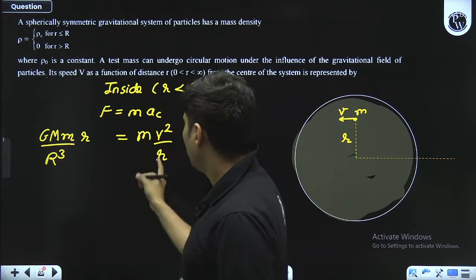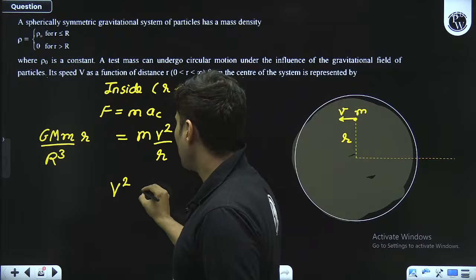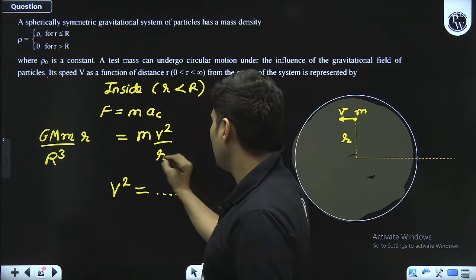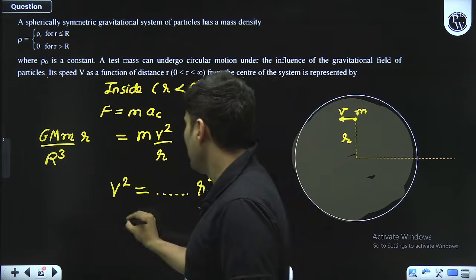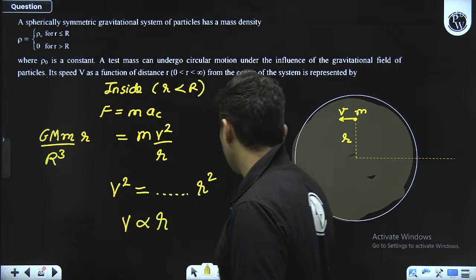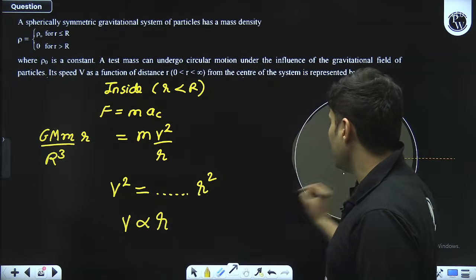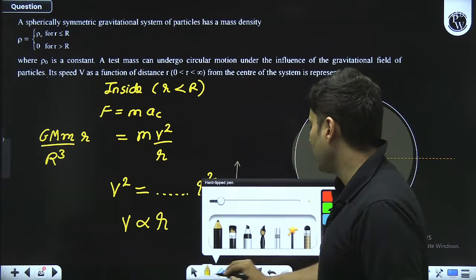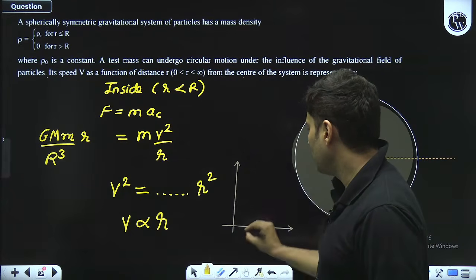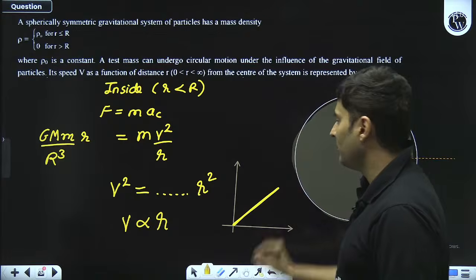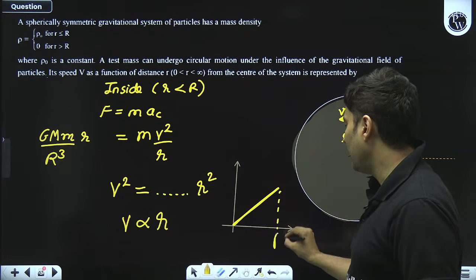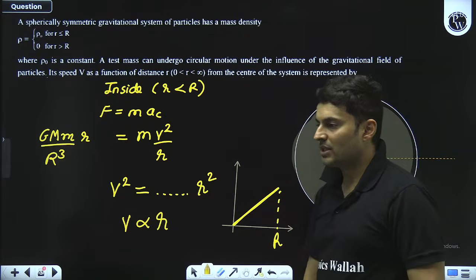Look at it, you will see v square is something, r into r is basically r square. So v is directly proportional to r. What it means is that this graph will be a straight line. This graph will be a straight line till R. Yes or no? This graph will be a straight line till R.